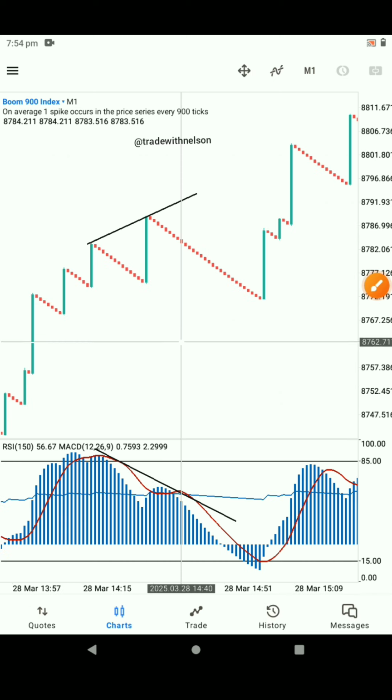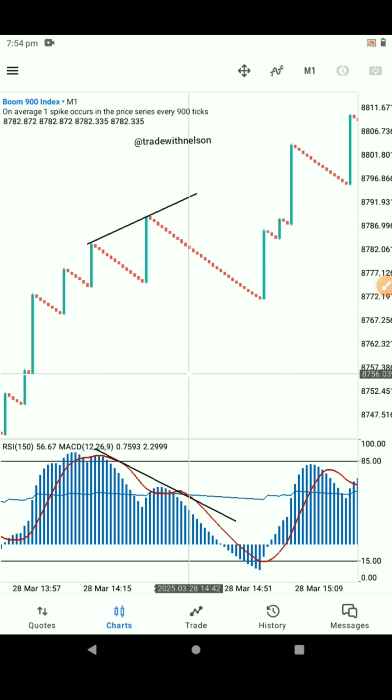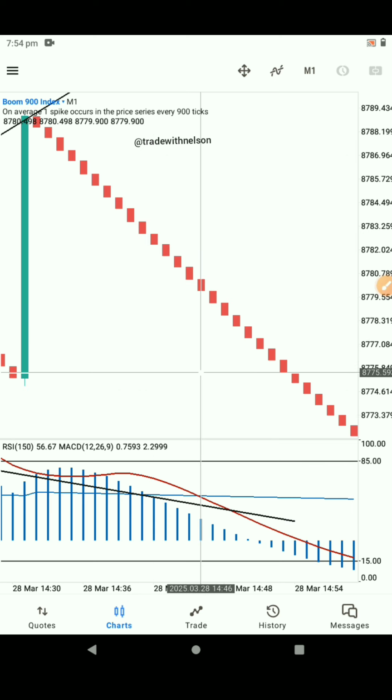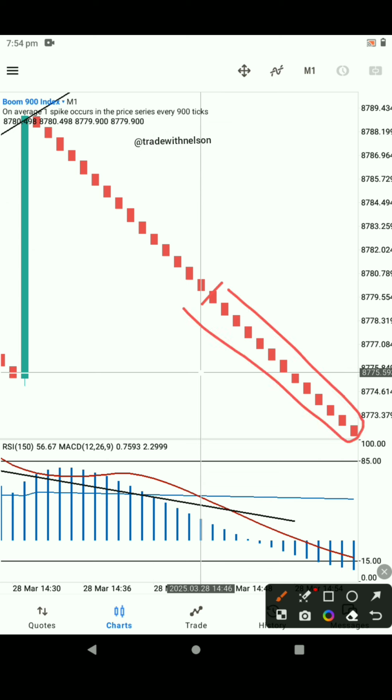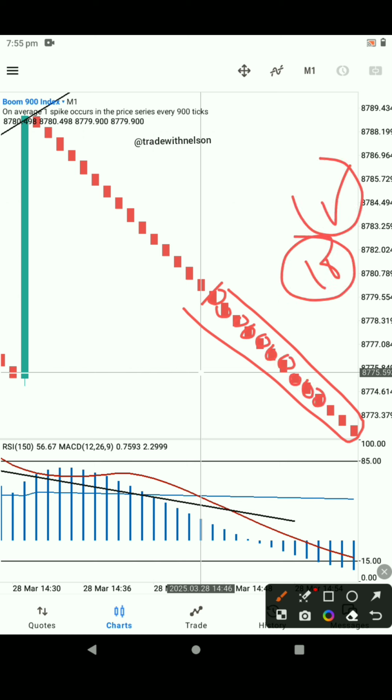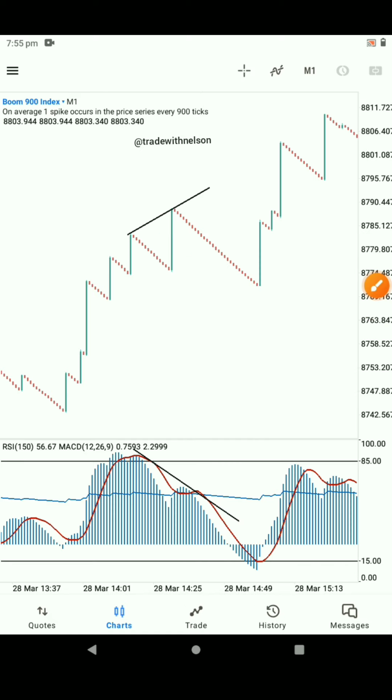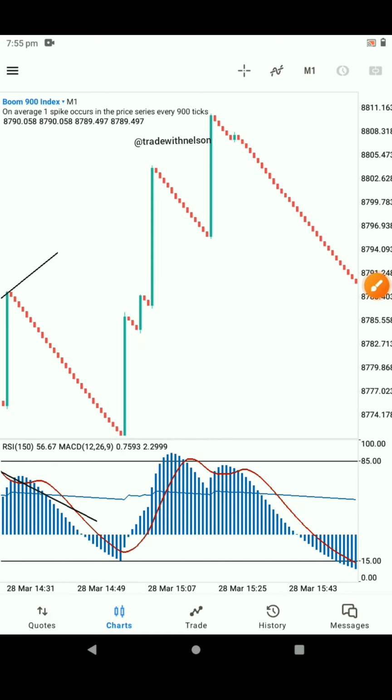Immediately you have that, you wait for the cross of the 2 indicators, which is the blue and the red. If you look carefully around this point, this is the candle that causes the cross. Then you enter a sell immediately and count 10 candles. 1, 2, 3, 4, 5, 6, 7, 8, 9, 10. You see how market delivers the 10 candles. Let me go back on my chart and show you more examples.